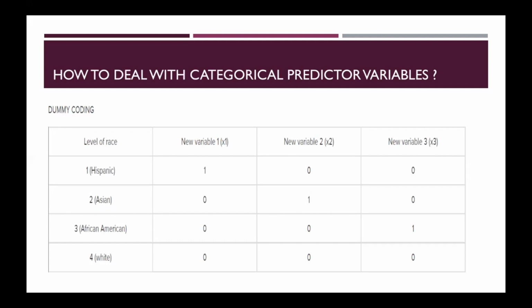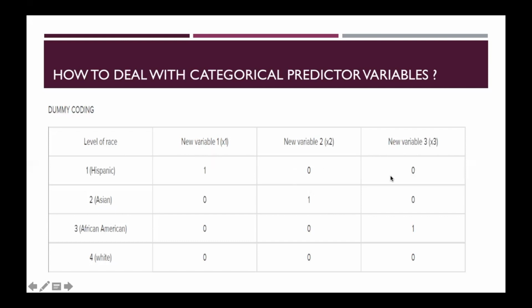When we are using dummy encoding, it will create a few more columns in the data. Here the level of race has 4 unique values: Hispanic, Asian, African American, and white. Depending on the parameters that we provide to the function, it will create either 3 or 4 new variables. As you can see here, if the value of level of race is Hispanic, then the first variable is 1 and the others are 0.